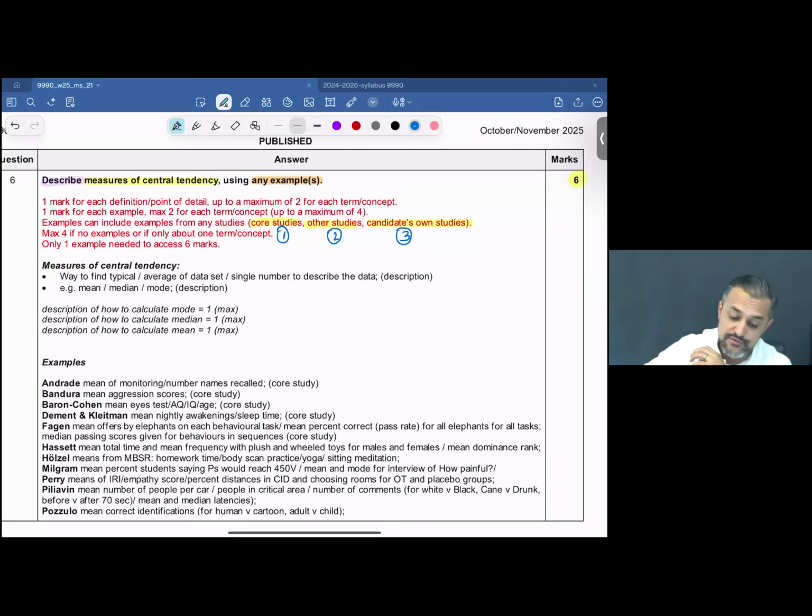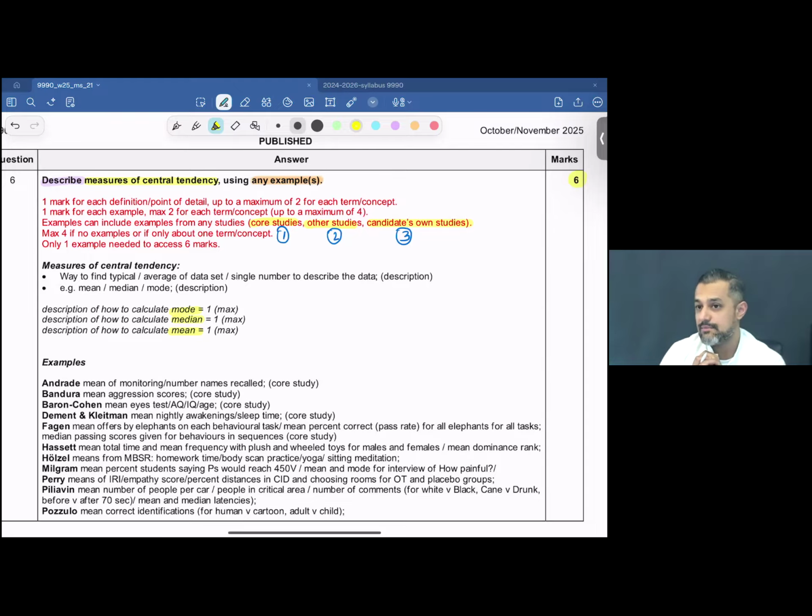There are 3 different measures of central tendency that are part of the syllabus. You studied them: the mean, median, and mode. So, 1 mark for each definition or point of detail, 1 mark for each example, max 2 for each term or concept, up to a maximum of 4. Examples can include examples from any studies, core study, other studies, or candidates' own studies. Maximum 4 marks if no example or if only about one term or concept. So if you've given only one example, you get at max 4 marks. Only one example needed to access 6 marks.